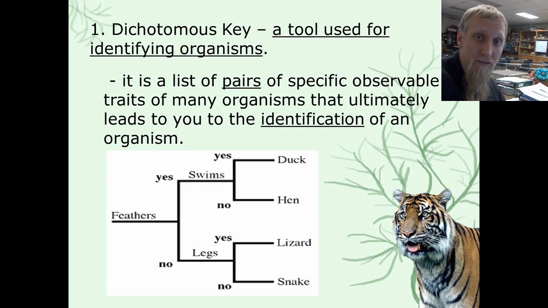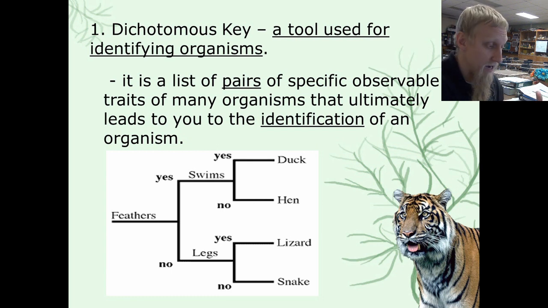So let's imagine I have this long, skinny thing with no feathers and no legs. So I'd go feathers, no. Then I go to the next pair of statements. Legs, no. So what do I have? I have a snake in my hands. Awesome. Or terrible, depends on your opinion.